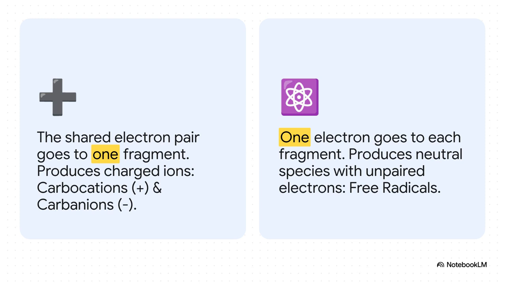Think of it like sharing something. Heterolytic fission is an unequal split. One atom gets greedy and takes both electrons, creating charged ions like carbocations. On the other hand, homolytic fission is a perfectly fair split. Each atom gets 1 electron, creating neutral but really reactive things called free radicals. And which path a bond takes, unequal or equal, pretty much determines the entire reaction that's about to happen.